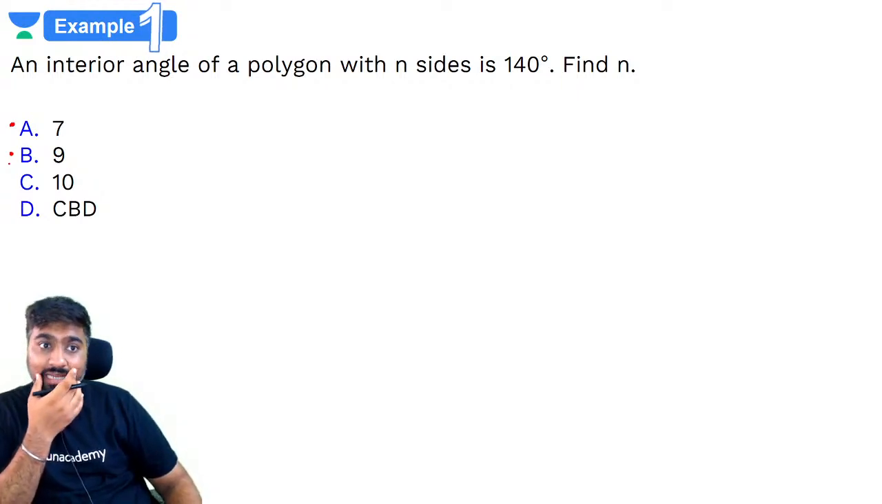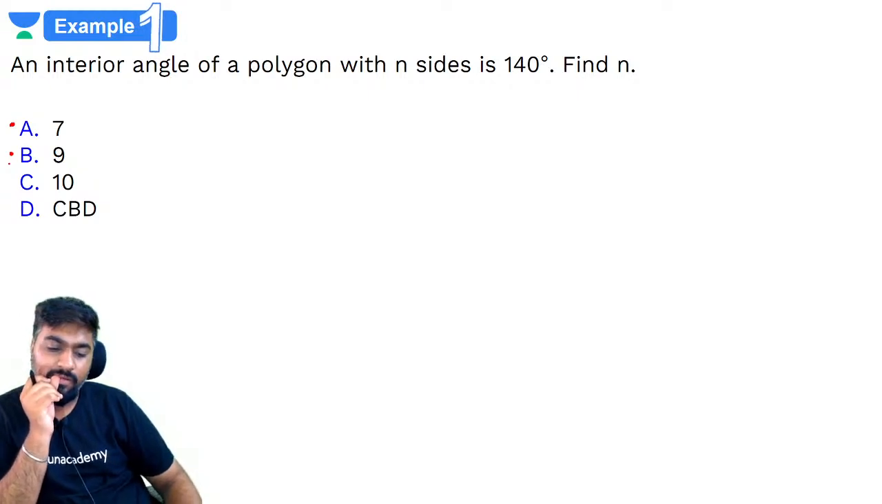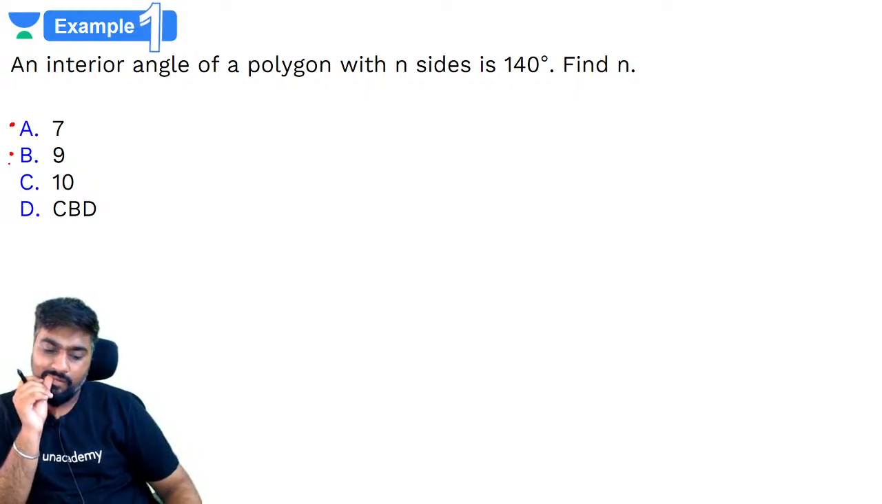So they have given an interior angle of a polygon with n sides is 140 degrees. One angle is 140 degrees, not all. Prithvi says 9, very good. Sakshi says 9, superb.